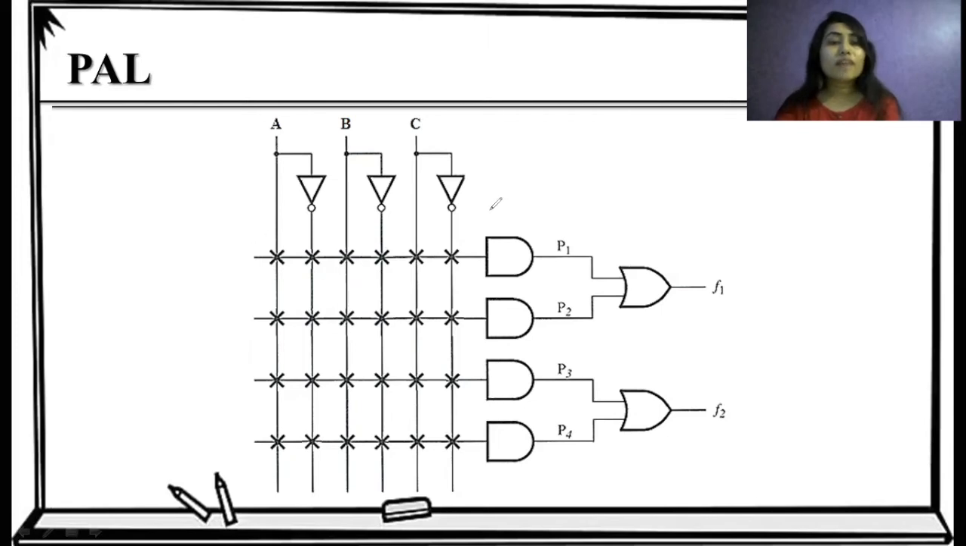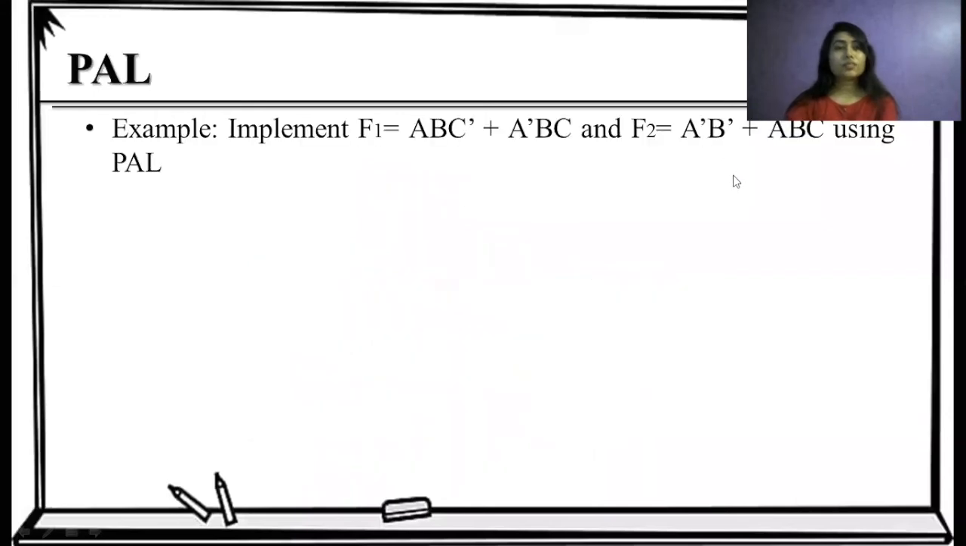Okay, so here we have a simpler architecture logical diagram of this programmable array logic. Here we have 4 AND gates and 2 OR gates. This is how we can implement a programmable array logic function using this PAL logical diagram. So let's take an example. Implement F1 equals A B C dash plus A dash B C, and F2 equals A dash B dash plus A B C using PAL.